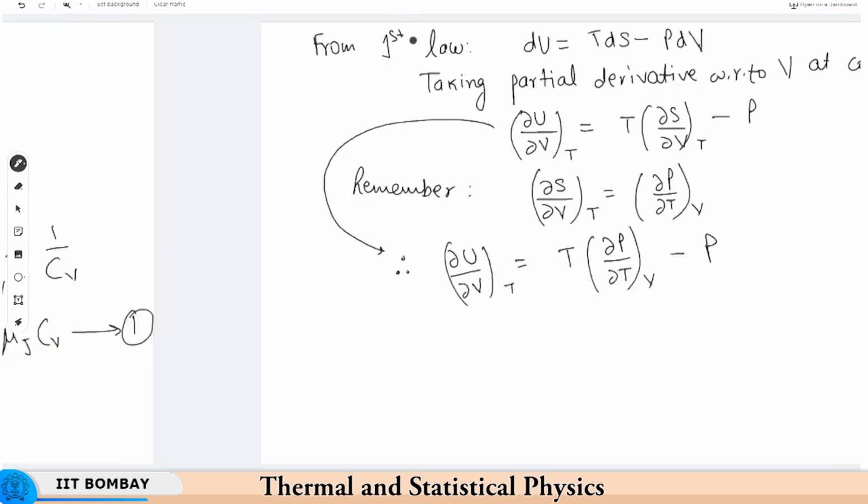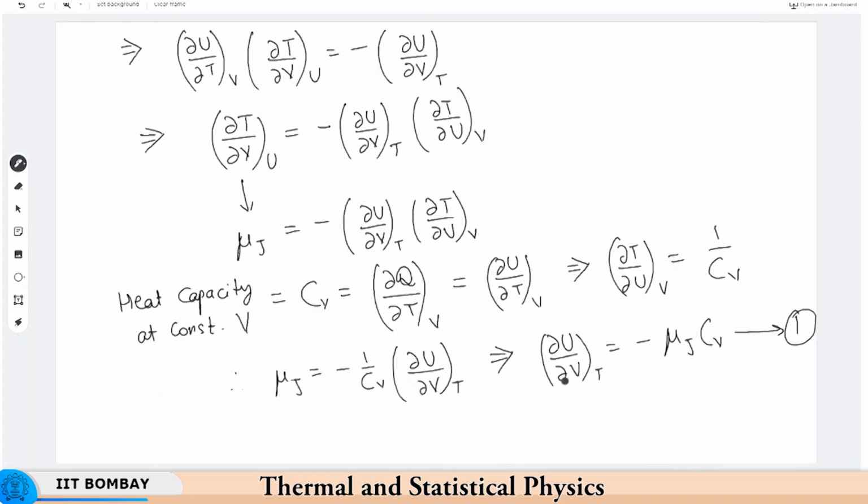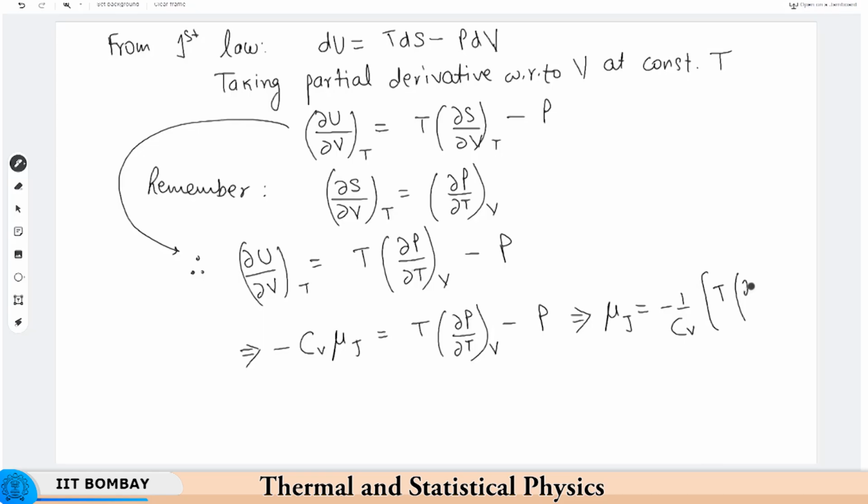Now, we also know from equation number 1 that del U by del V at constant T is minus C v times mu J. So, this is basically the negative of C v times mu J equals T times del P by del T at constant volume minus P. And from here, finally, we can write the final expression of the Joule coefficient, which we are interested in, as minus 1 by C v times T times del P by del T at constant volume minus P. This is the final result for a system whose internal energy is a function of both temperature as well as volume, and such systems are typically real gases that we encounter every day.